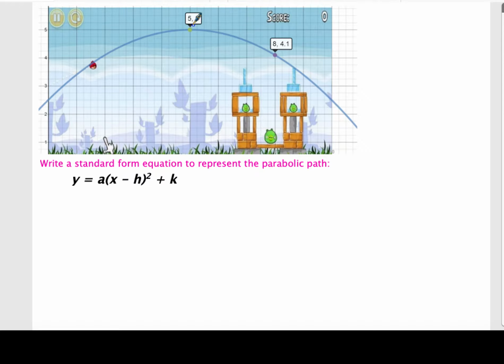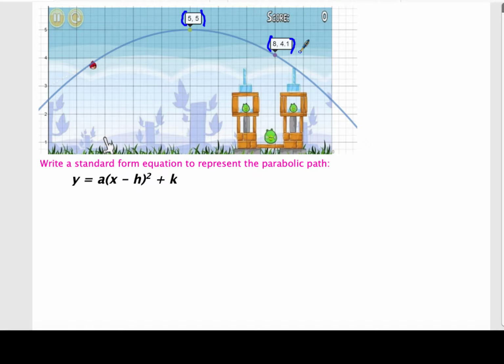Well, nicely, we know the vertex, since we laid a graph over the top of this parabola. The vertex that we've identified is (5, 5). So we've got that coordinate (5, 5) up there. I'll throw a couple parentheses around there. And we also know another random point on the side of our parabola. We're going to say that's (8, 4.1) up here, right? (8, 4.1).